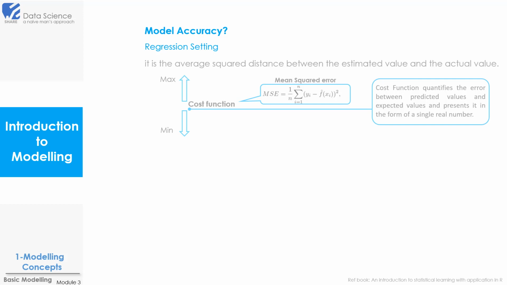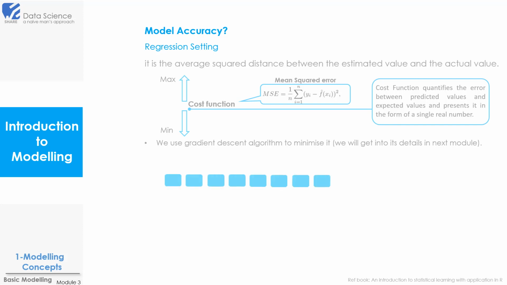Now that we know that we have to minimize the cost function, the next question is how do we do it? So for this purpose, we use the gradient descent algorithm. We will see this algorithm later on in advanced modeling, but just keep in mind that we use the gradient descent algorithm to minimize the cost function.